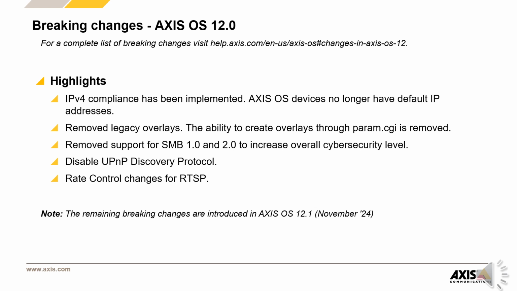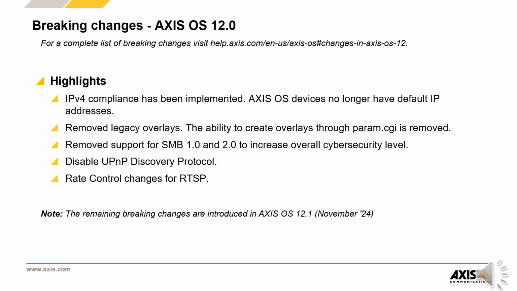We discussed breaking changes in previous videos. What were they? Here are a few I would like to remind you. Please note, this isn't the complete list. IPv4 compliance has been implemented. The Axis OS devices will use the IP addresses either from the DHCP server or a statically configured address. The well-known default address 192.168.0.90 is gone.